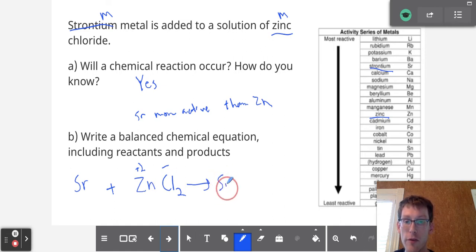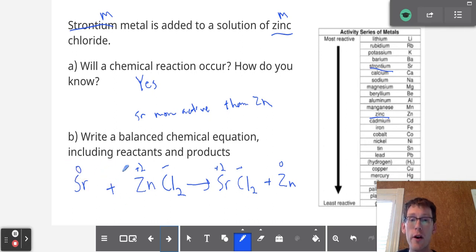So I end up with strontium being in the compound with the chlorine. I've got to be careful with this. I know that strontium is a group 2 metal, so it will also be +2. The chlorine is still minus, and so it's going to be SrCl2 as my compound, and Zn will be neutral. This is just an element, it is neutral, and there is our chemical equation. It is balanced with a 1 to 1 to 1 to 1. So this reaction does occur.